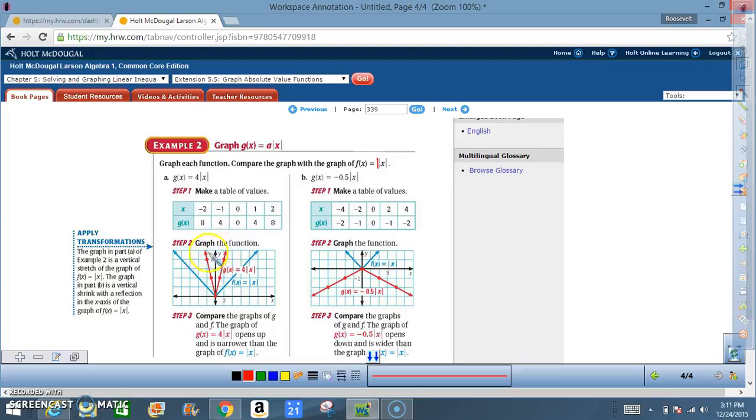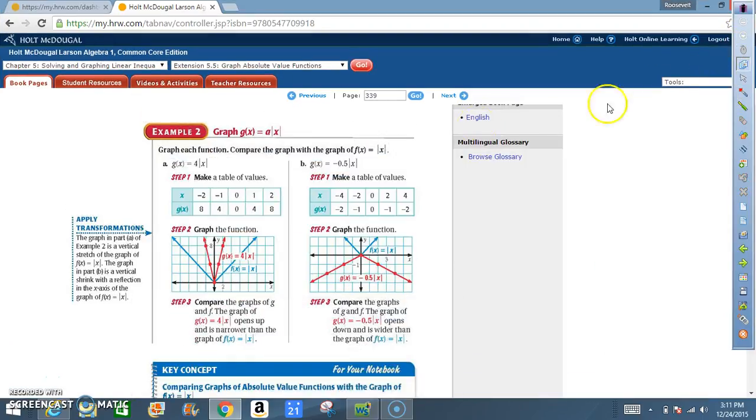All right, and to bring this out even more, let's go over to the next example. Let's look at B. Now looking at B, I notice that my g of x is being multiplied by a negative 0.5. Step one, I'm going to make my table of values.